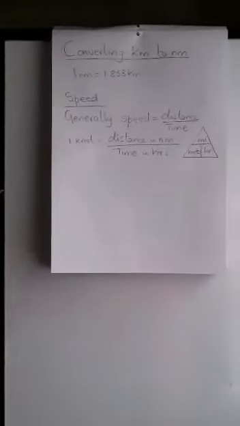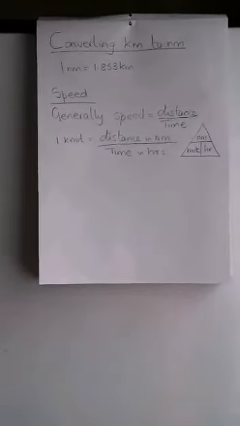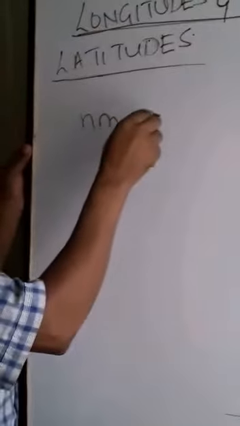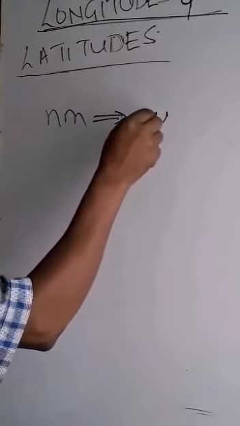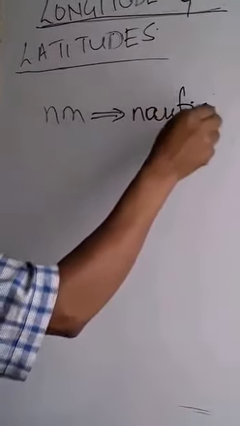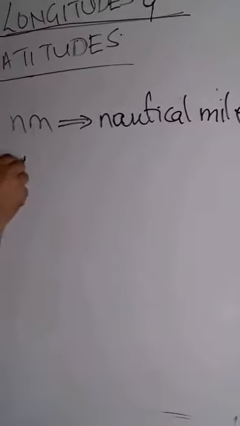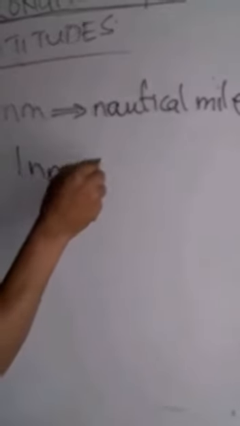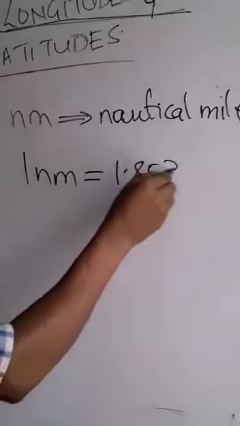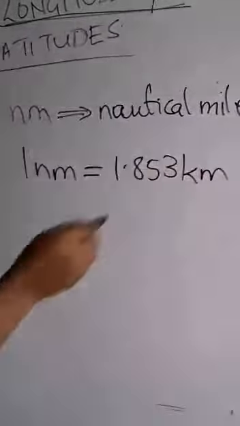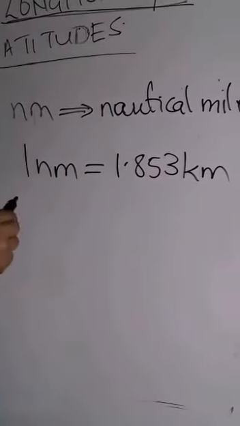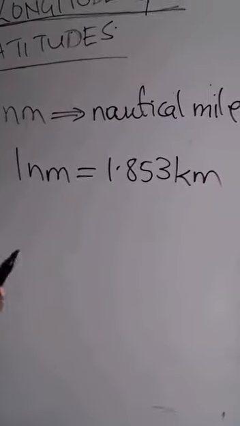Welcome back to the next part of our topic, that is converting kilometers to nm. Nm means nautical mile. And the equivalence is that 1 nautical mile is equal to 1.853 kilometers. So this relationship can be used to convert either kilometers to nautical miles or nautical miles to kilometers.